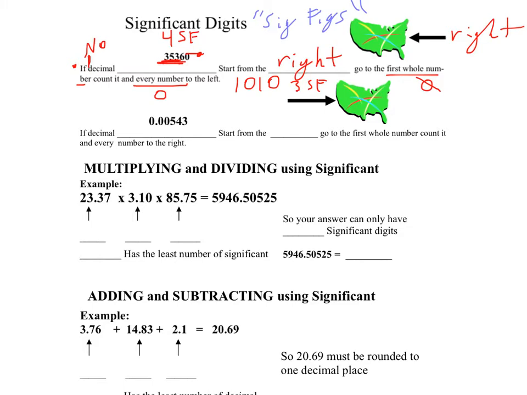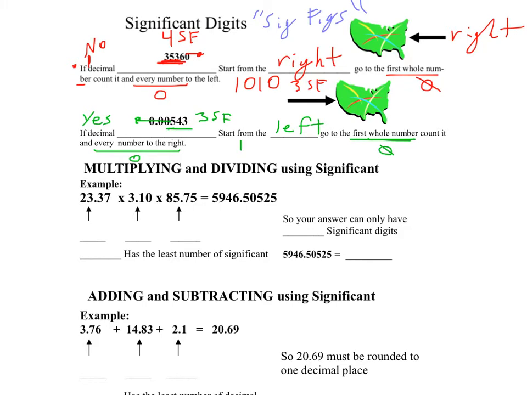So what if we do have a decimal? Well, if we do have a decimal, so if yes for a decimal, then we start from the left. Okay, start from over here. And once again, the rest of the rule is the same. Go to the first whole number, zeros don't count, and count every number after that, zeros do. So go to the first whole number, none of these zeros count, but that 5 does, and every number after that. So total here we have 3 sig figs.